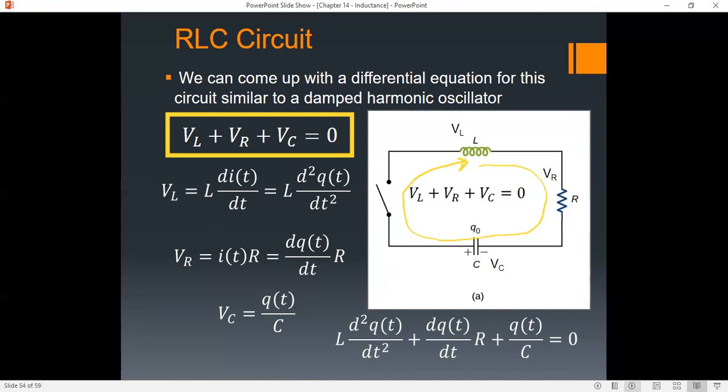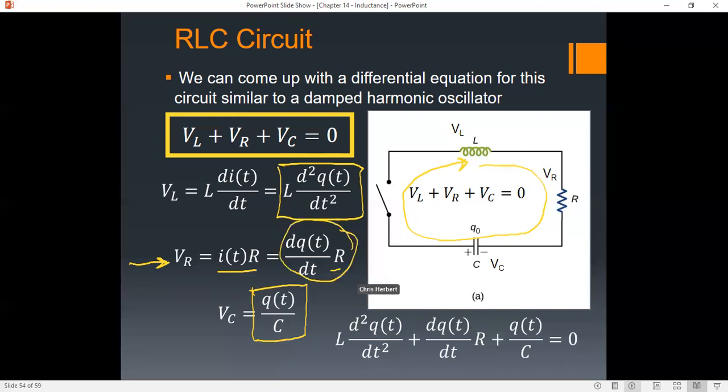And just like we had before, here is my contribution from the inductor. Here is my contribution from the capacitor. But now I'm going to apply Ohm's law to the resistor. And I know that V equals IR. I is dQ/dt, right? Current is the change in charge divided by time. And it's still times R. So that's going to create an extra term in our differential equation.